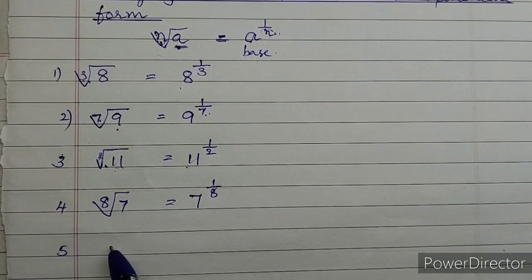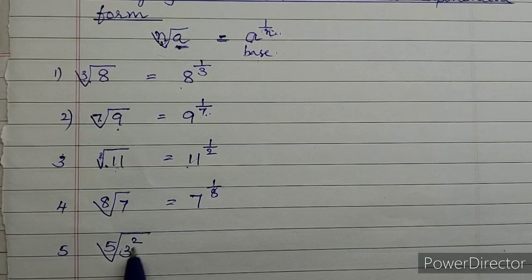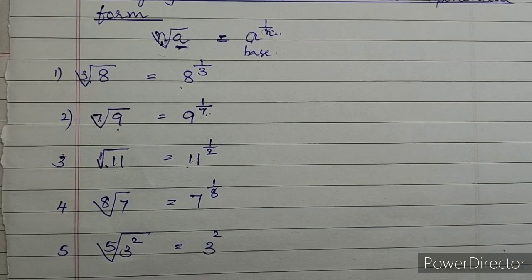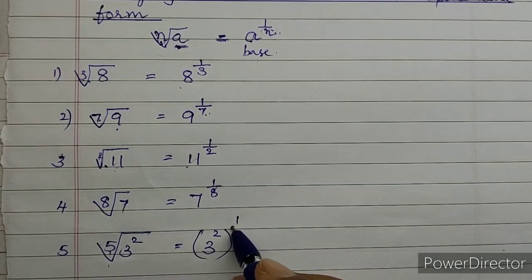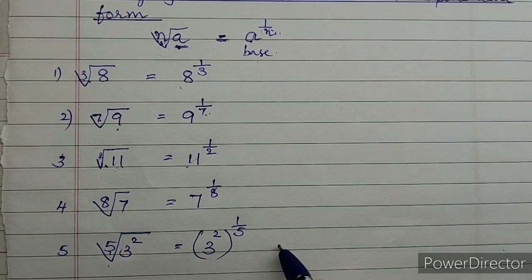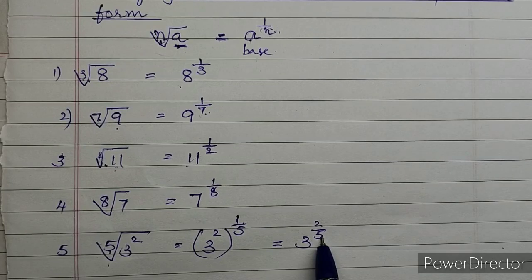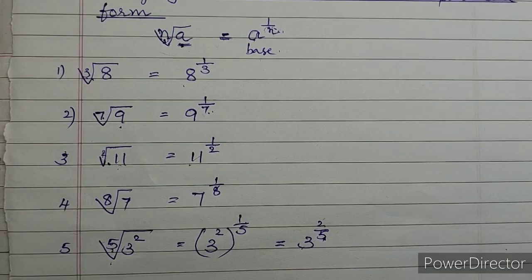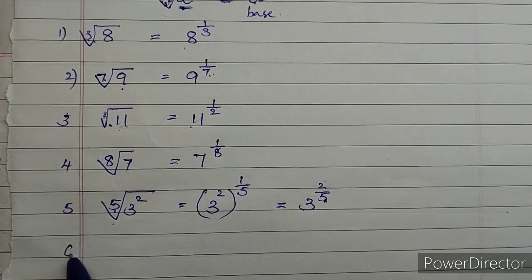Fifth one, 5th root of 3 square. Now 3 square has come. So the base you have to take is 3 square only. Then the order 5 will change to 1 by 5 as the exponent. So what will be the answer here? 2 into 1 by 5, it is 2 by 5. See, the order has changed to the denominator. 3 square is the base. So this is the way of changing irrational numbers to exponential form.